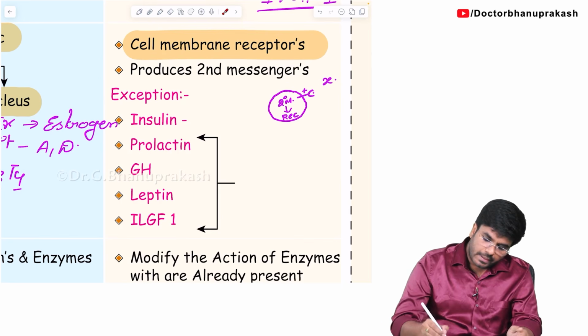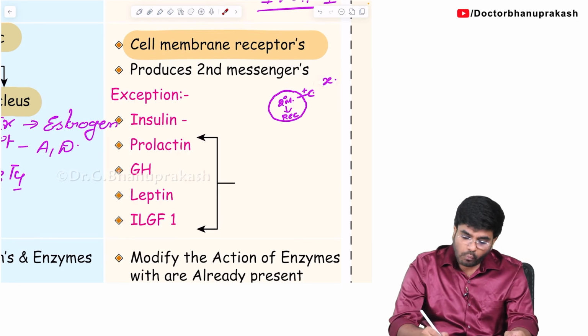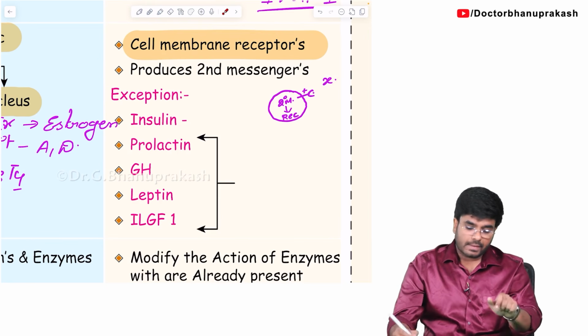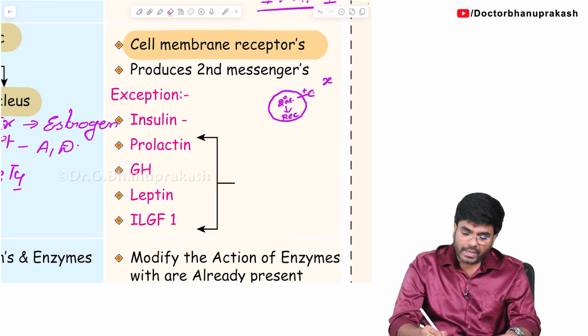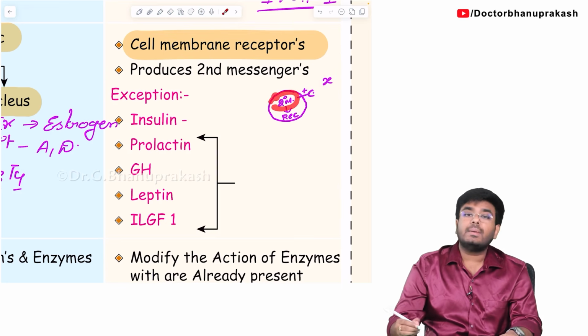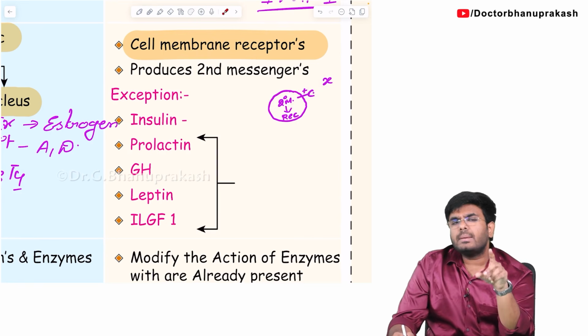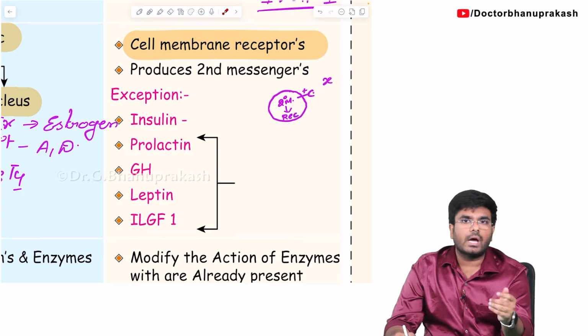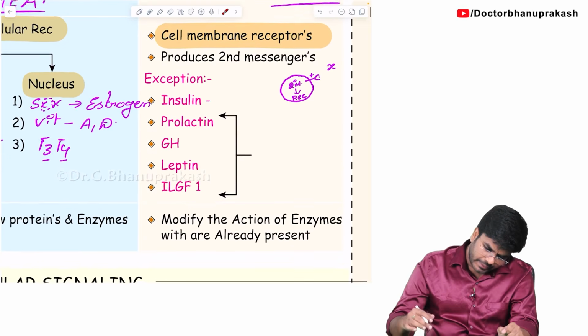So what I am trying to say is, how do the water soluble hormones act? Are they directly entering into the cell? No, they are not. These water soluble hormones act on the cell surface receptors and act via the secondary messenger mechanism. So secondary messenger mechanisms are used by which hormones? Water soluble hormones like peptide hormones.